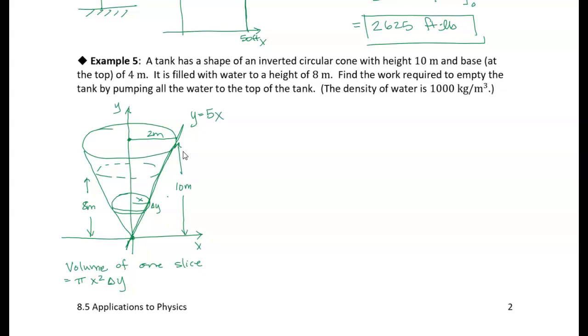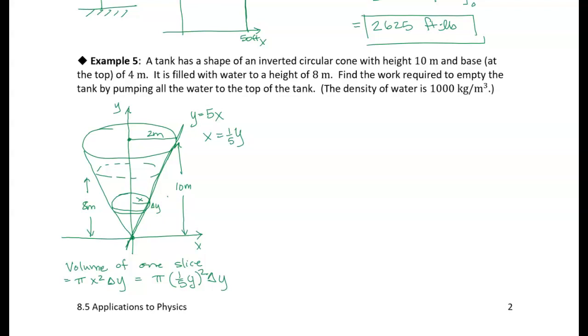So if I want to rewrite that, I can write x equals 1/5 y. Oops, not y in the denominator though. That kind of looks like y in the denominator. 1/5 y. So I'm going to replace x with 1/5 y. So what I have is pi times the whole quantity, 1/5 y, squared, delta y. So that's the volume of one slice.